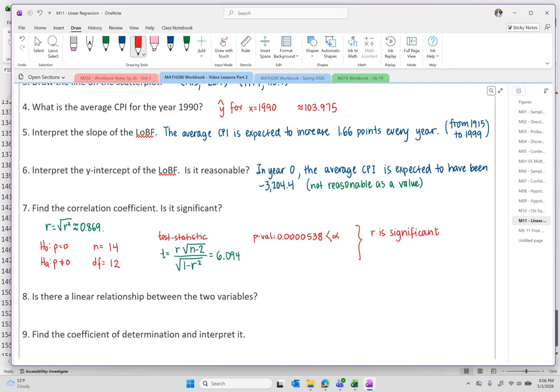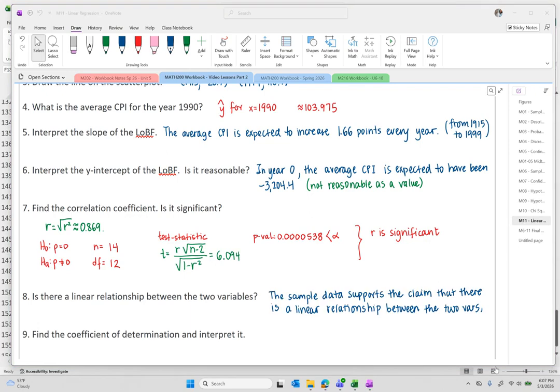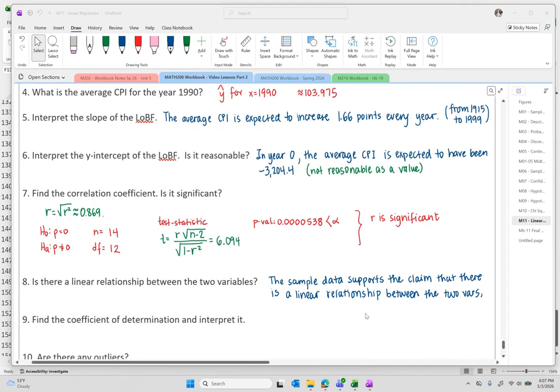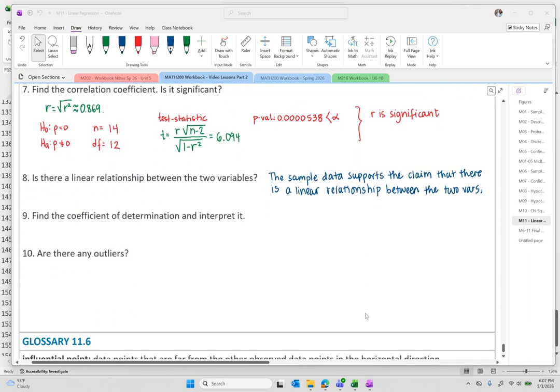We have evidence that indicates that there is a linear correlation between the two variables. So, is there a linear relationship between the variables? The sample data supports the claim that there is a linear relationship between the two variables. The variables are the year and the CPI.